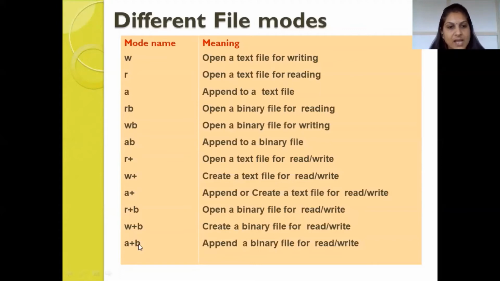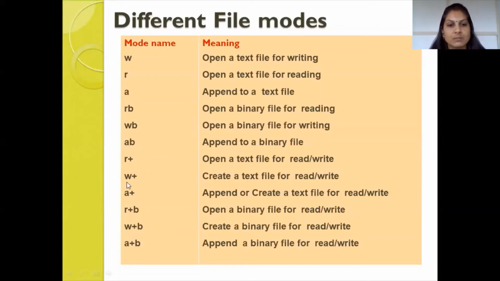Now the next six are advanced modes, that is R plus. R plus means open a text file for both read and write. Similarly W plus creates a text file for both read and write. A plus appends or creates a text file for read and write. So this plus indicates you are doing both read and write operations on text files.